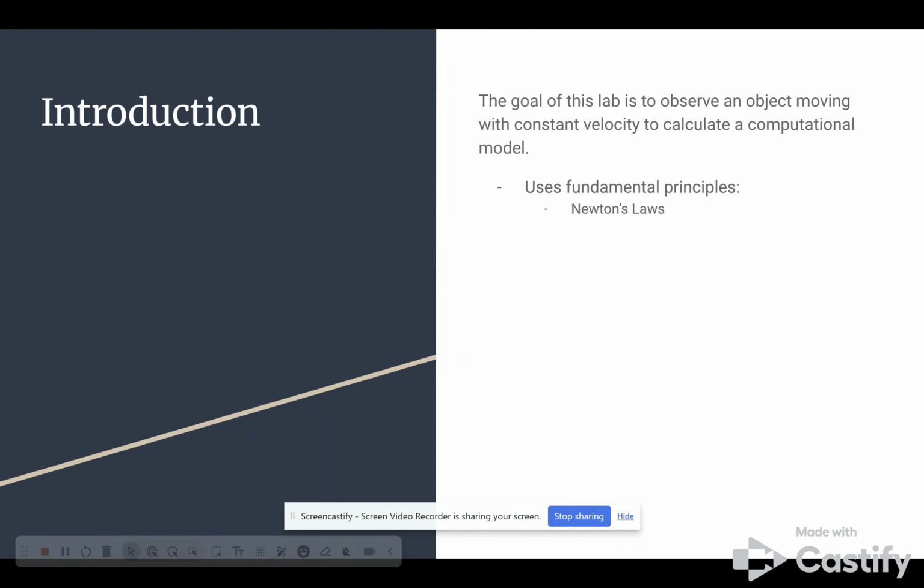So first of all, I want to talk about the purpose of this lab, which is to discover and compare an object with constant velocity and to develop a computational model based off of this without any net force creating an acceleration. This uses fundamental principles such as Newton's law or basic interactions.